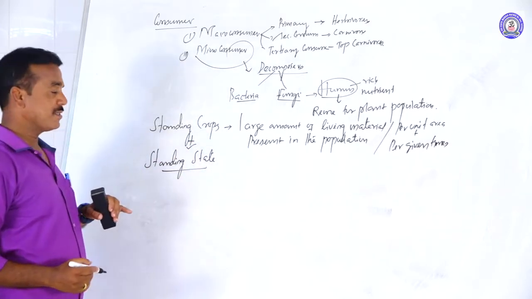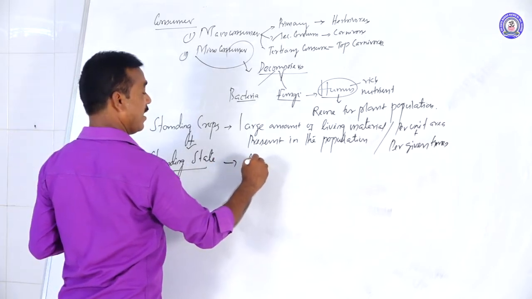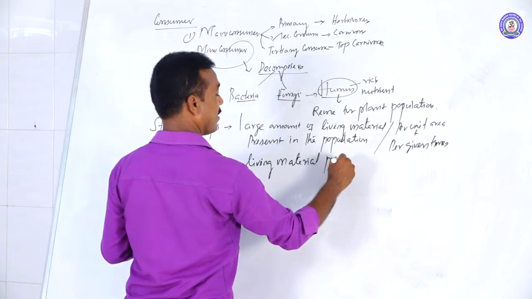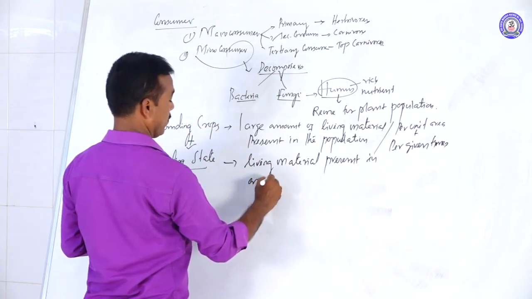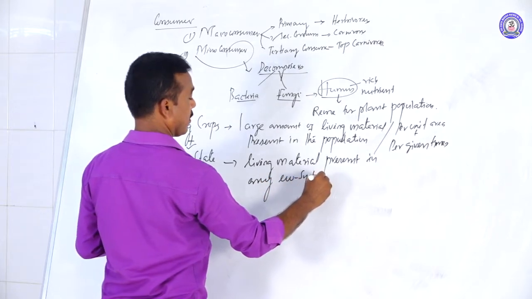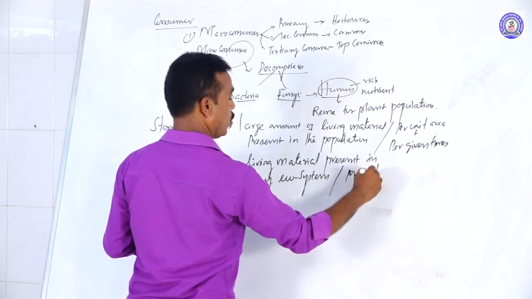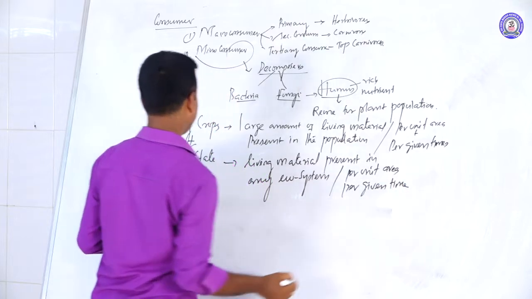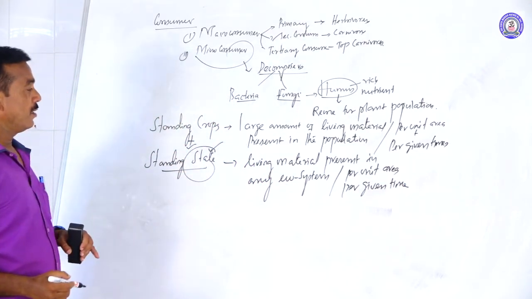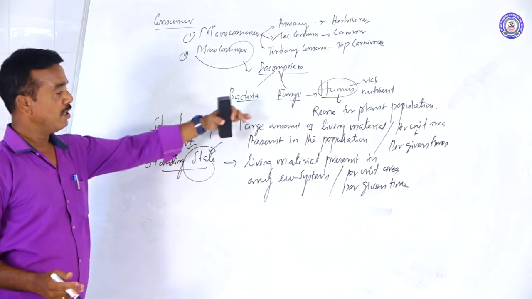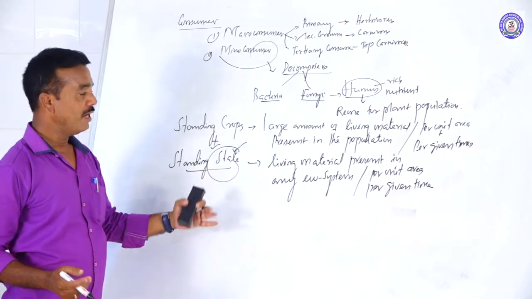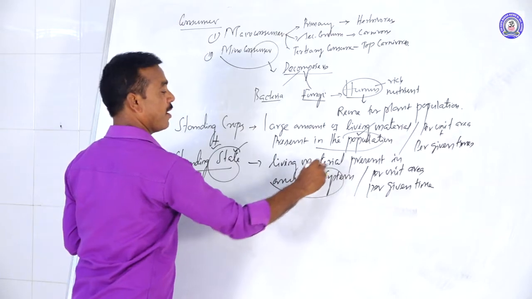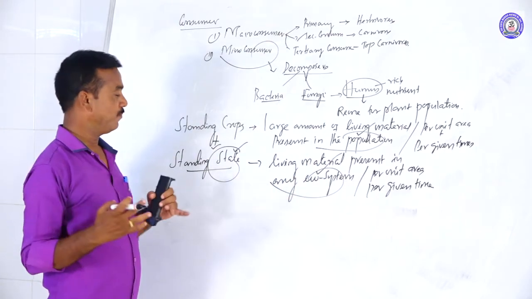What is called standing state is the large amount of living material present in any ecosystem per unit area per given time. This is called the standing state. So the difference between standing crop and standing state is that the former is responsible for producing living material, here it is responsible for the production of the population, and here it is responsible for the production of any one of the ecosystems. Okay.